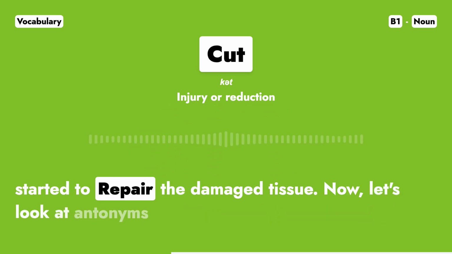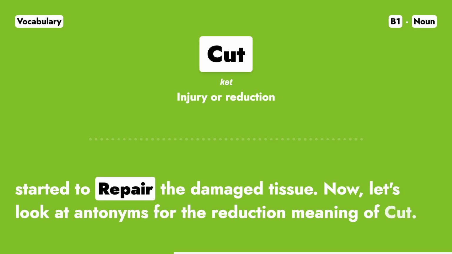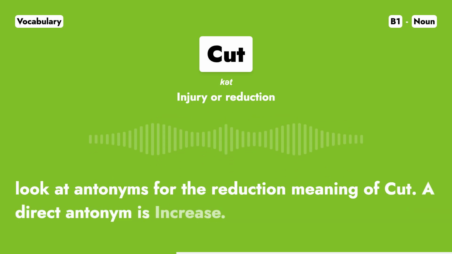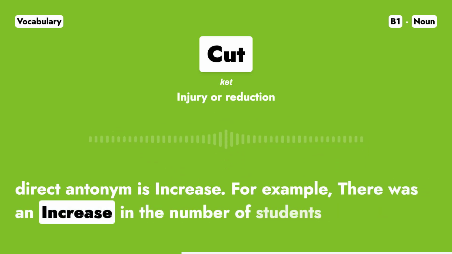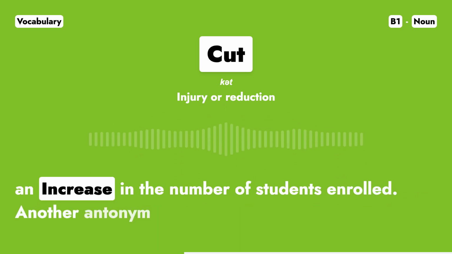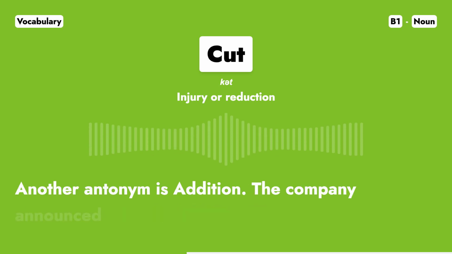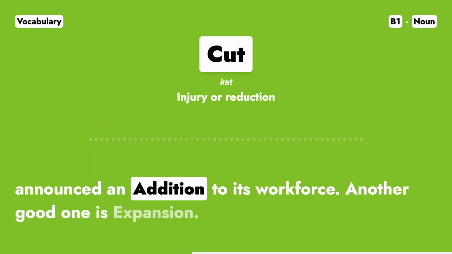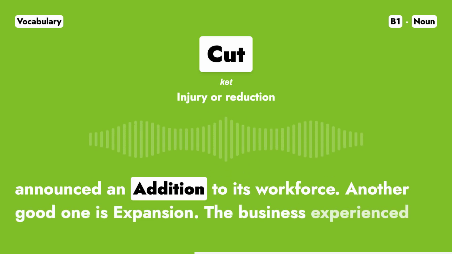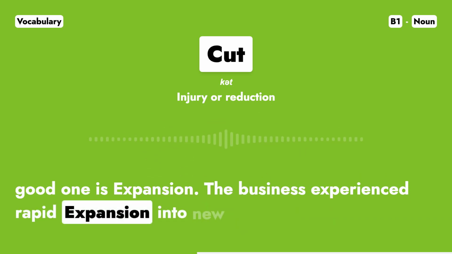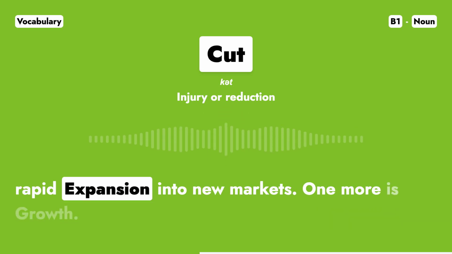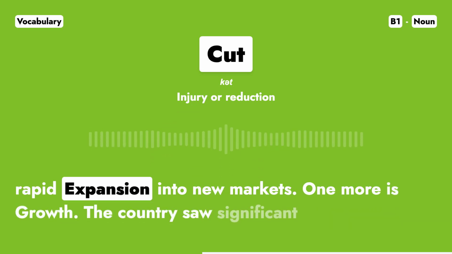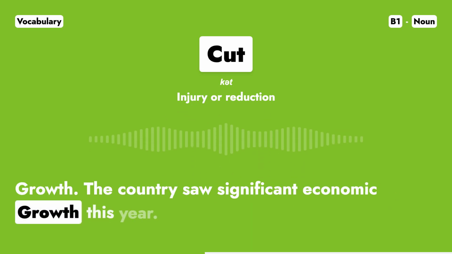Now, let's look at antonyms for the reduction meaning of cut. A direct antonym is increase. For example, there was an increase in the number of students enrolled. Another antonym is addition. The company announced an addition to its workforce. Another good one is expansion. The business experienced rapid expansion into new markets. One more is growth. The country saw significant economic growth this year.